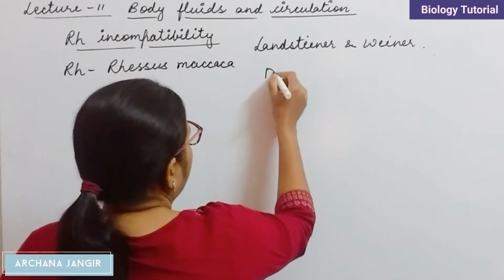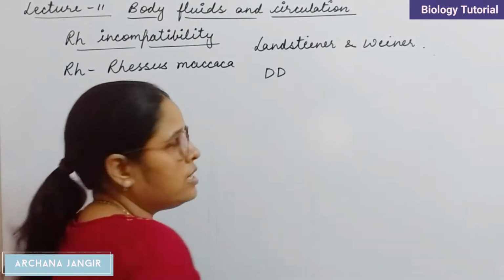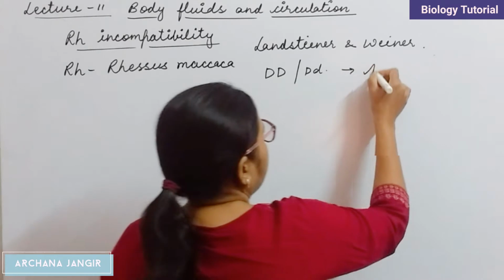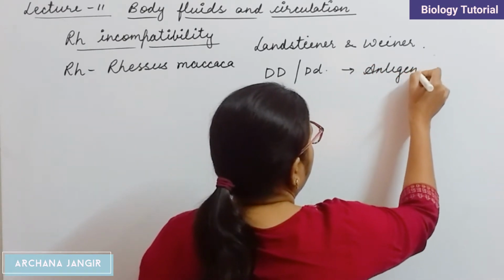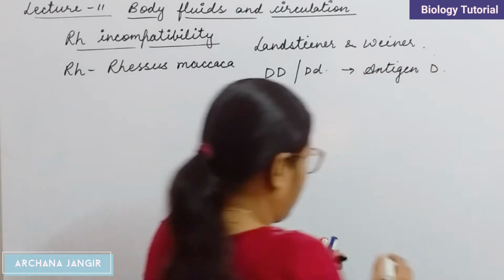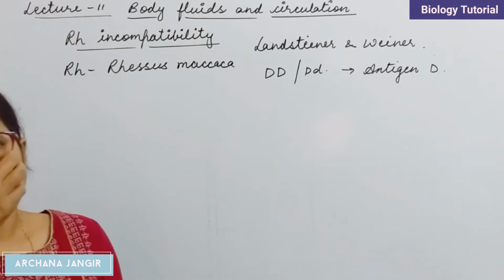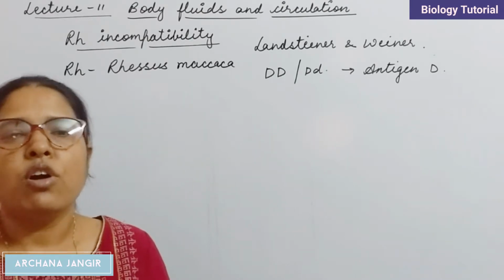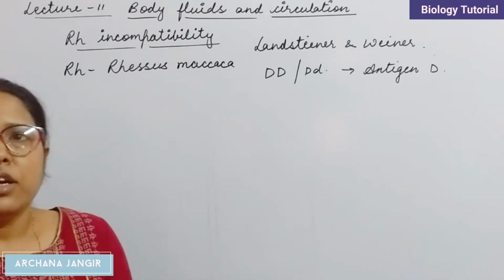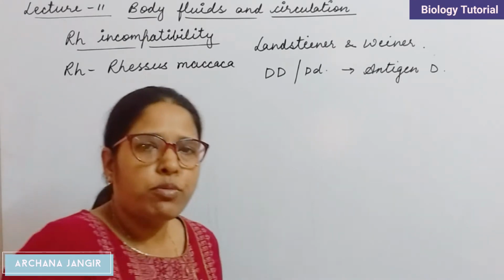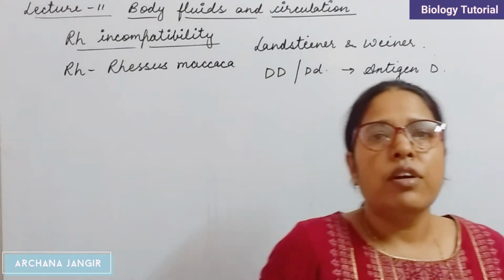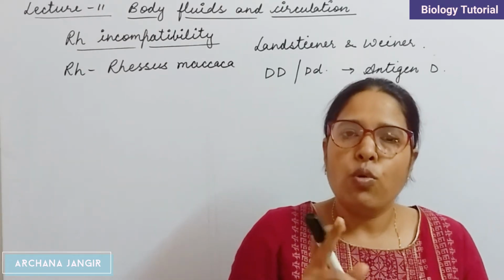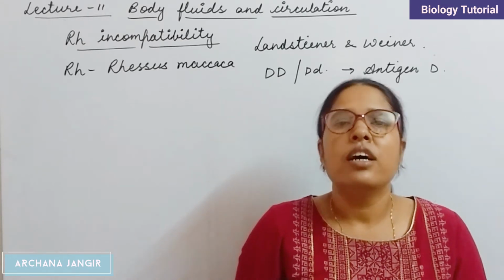It may be present in homozygous situation, this is DD, and it may be present in heterozygous situation, and it is antigen D, or it is also called as anti-D. Clear? So this is the antigen which decide whether the blood group is positive or negative. Now we know that A positive and A negative blood groups are there. A positive, A antigen and RH antigen both are present. A negative, only A antigen is present, not the RH antigen.